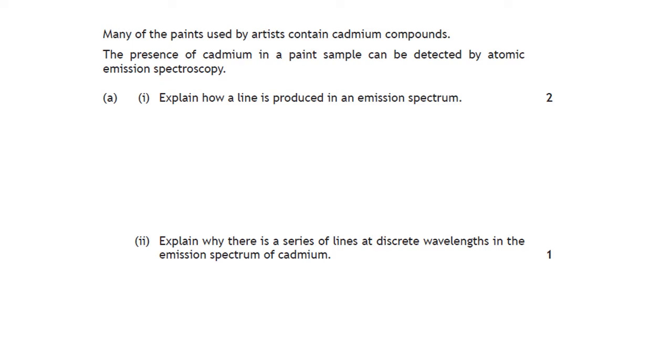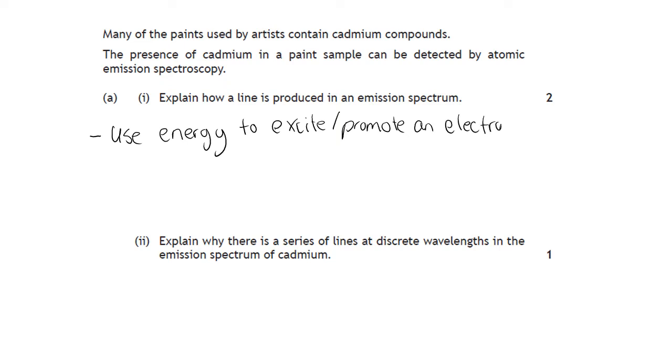So we are now into more section 2 type questions. So how is an emission spectrum produced? Well, there's two marks. The first thing you need to say is use energy to excite, or a better word, promote an electron to a higher energy level.